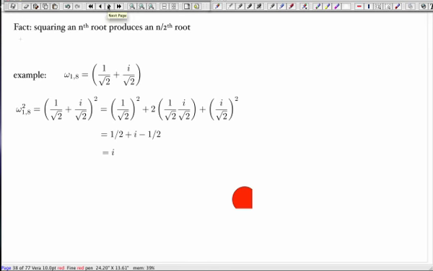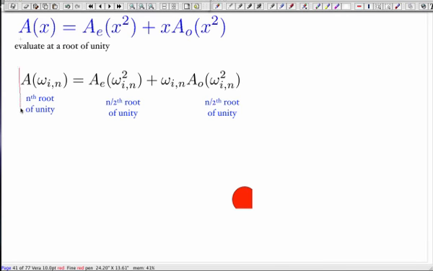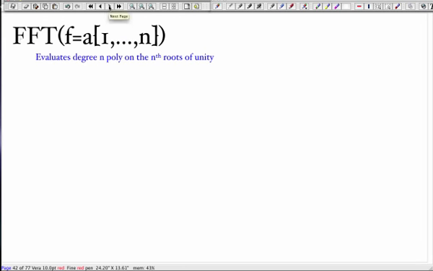So let me come back over here. I'll put this one right here. So when we want to evaluate A at an nth root of unity, what we need essentially is A even and A odd evaluated at the n over 2th roots of unity. And then we can use our same equation that we had before. And so this is what gives us a nice description of the FFT. An FFT is now basically going to be, it evaluates a degree n polynomial. This is what the FFT does.